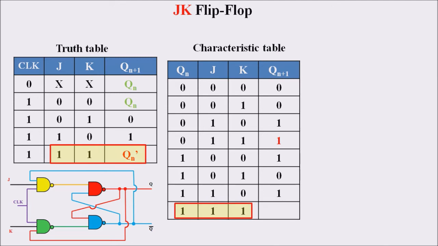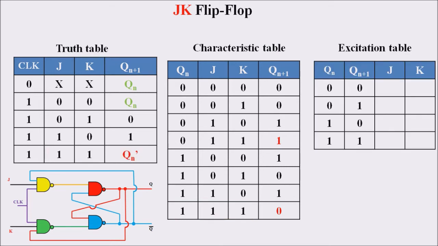Here in the characteristic table, the Qn value is 1, and thus the 1 complement will be 0. So my dear students, this is the characteristic table of JK flip-flop. If we are analyzing this characteristic table, it is completely depending upon the truth table of JK flip-flop.